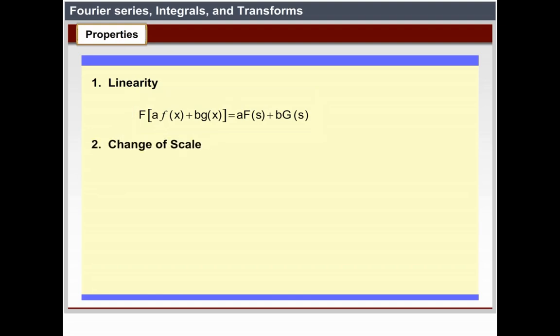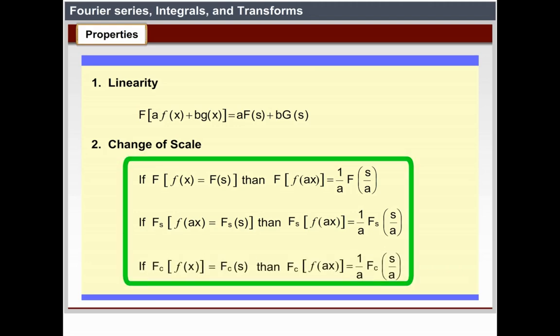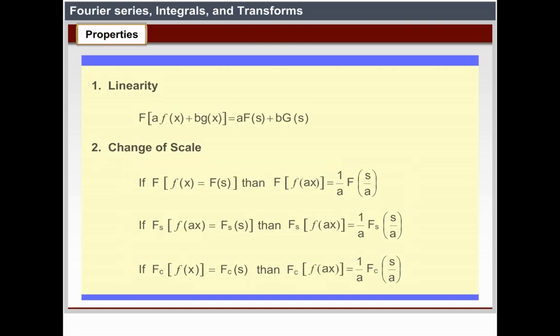Number 2. Change of scale. If capital F of f of x equal to capital F of s, then capital F of f of ax equal to 1 by a F of s by a. If Fs of f of x equal to capital Fs of s, then Fs of f of ax equal to 1 by a Fs of s by a. If Fc of f of x equal to capital Fc of s, then Fc of f of ax equal to 1 by a Fc of s by a.